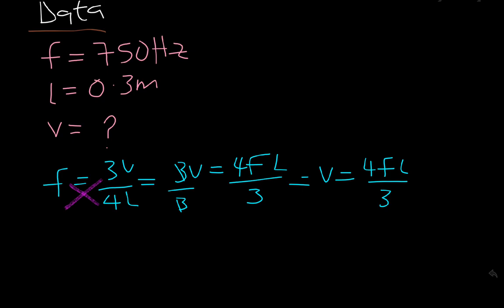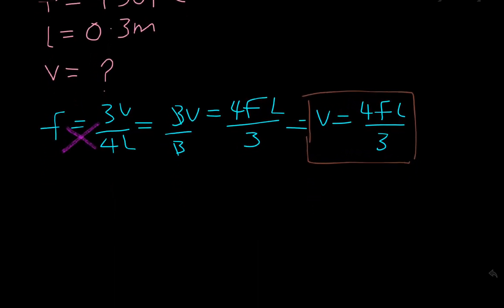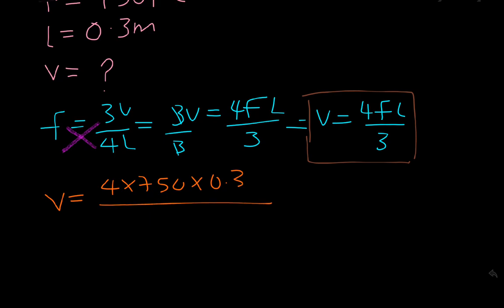V equals 4FL over 3. And this will be what we make use of to solve for our velocity. So I'm just going to plug in the data. Velocity equals 4 times 750, that's our given frequency, times 0.3, which is our length, everything divided by 3.